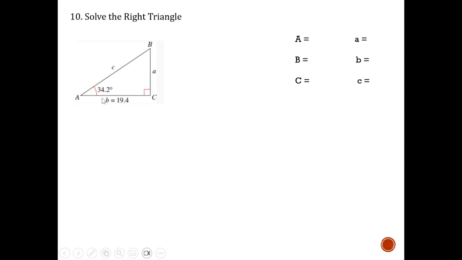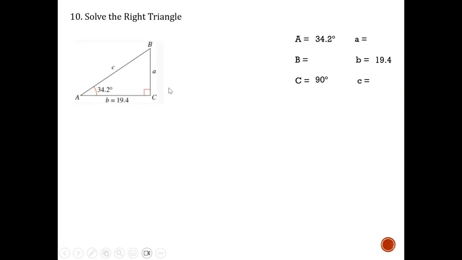So what's given here, guys? What's given is angle A is 34.2 degrees. We also know that C, even though C is not given, we know because it's a right triangle, C is equal to 90 degrees. And side b is 19.4. So we're looking for angle B, little a, and little c.